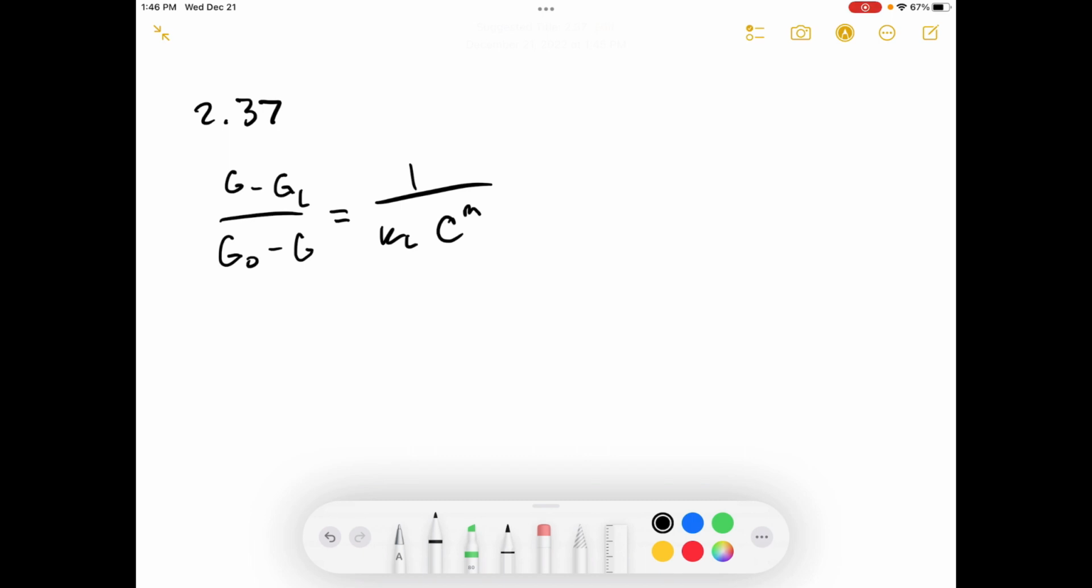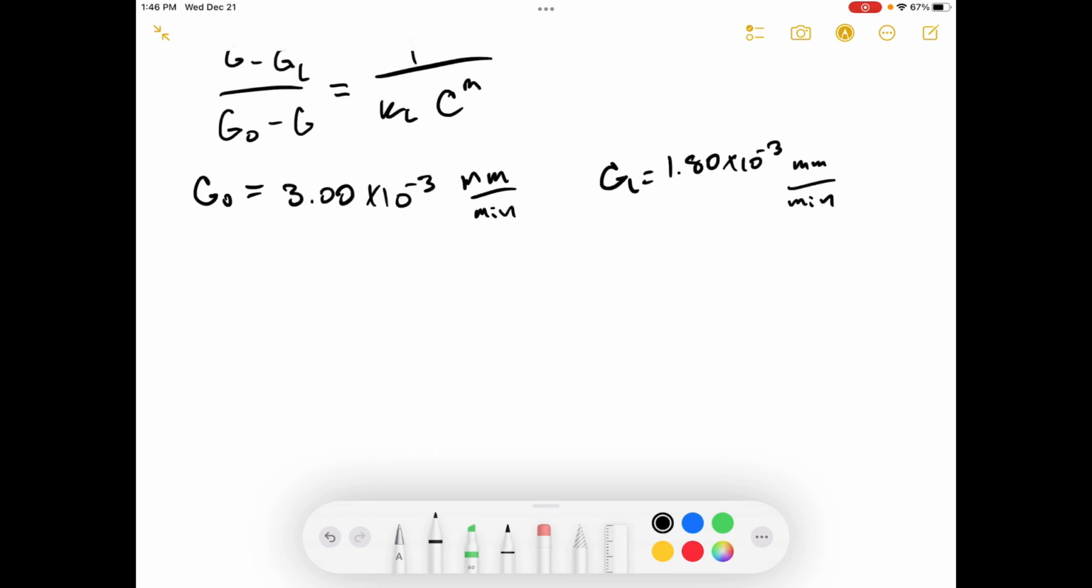In a particular experiment, GO is this value and GL is this value. Growth rates are measured for several impurity concentrations C in parts per million, with the following results. They give us a table of values, so we'll probably move to the computer to input those and use those.